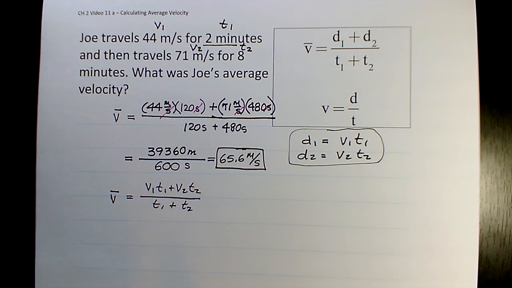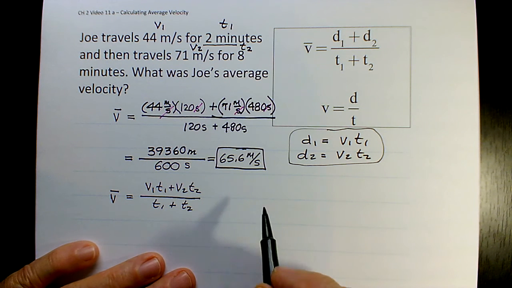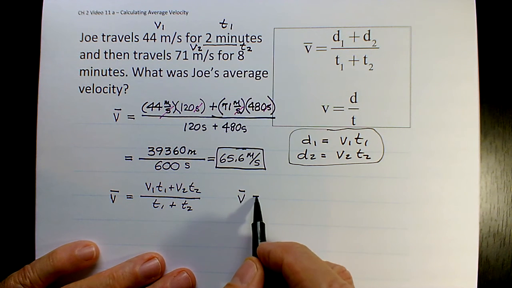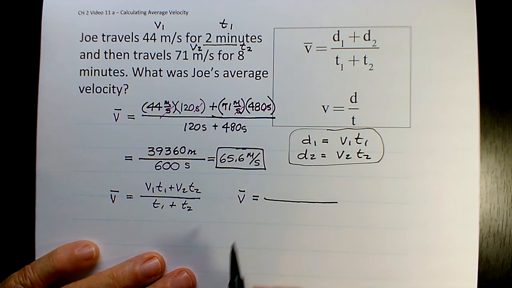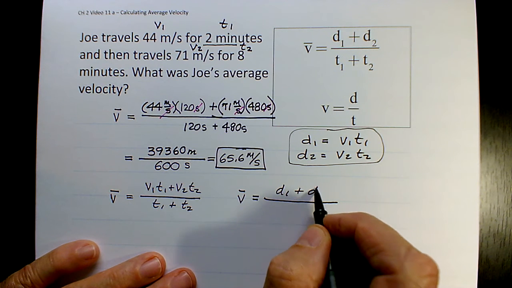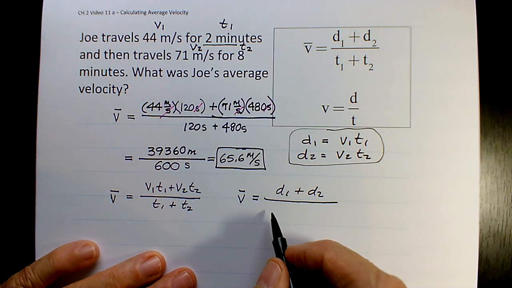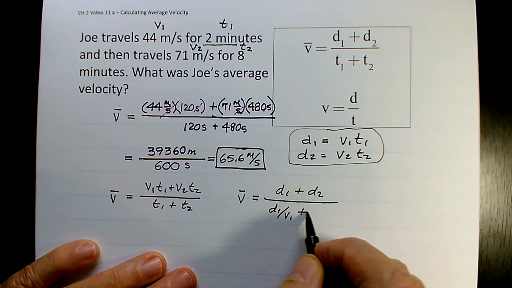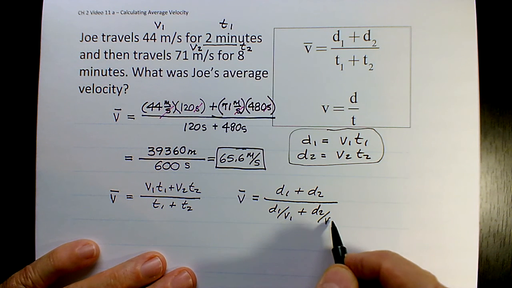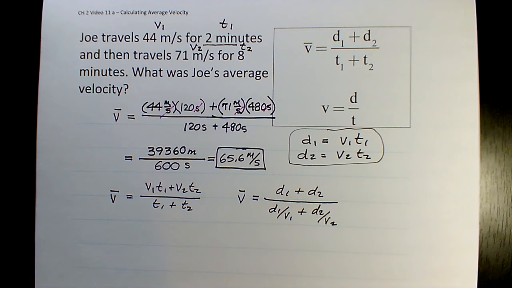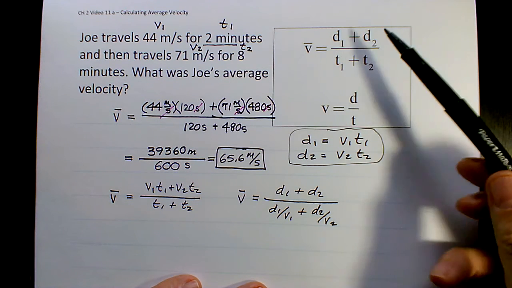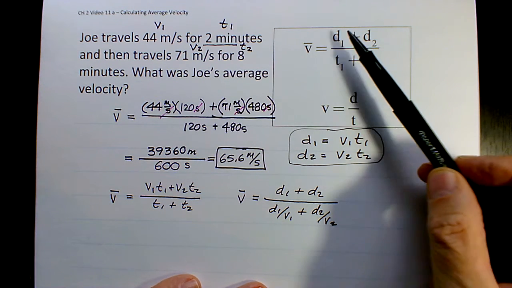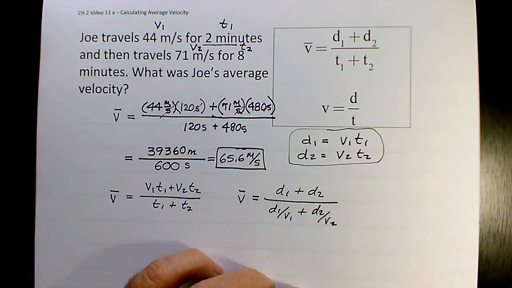Now let's say you were given only the distance and velocity. Okay, so if you were given the distance and velocity, your average velocity would be d1 plus d2, and you don't have the times, so the times would be d1 over v1 plus d2 over v2. And then, of course, if you're given distance and time, that's the simplest case. You simply plug in your distances and your times.